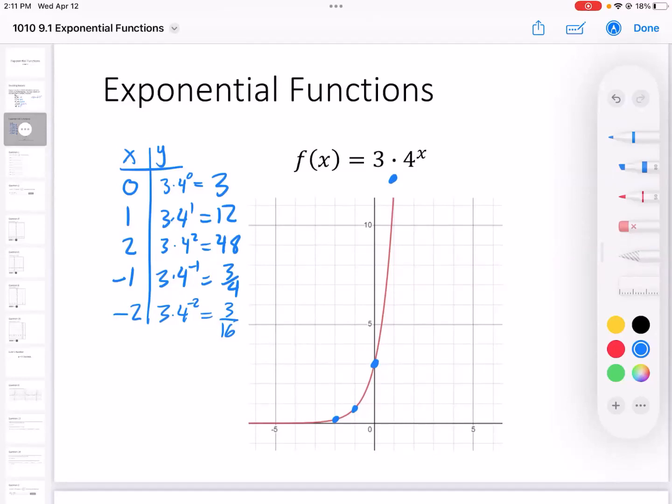All right, so let's do a quick check-in. Scale of 1 to 5. How are you guys feeling about graphing exponential functions?